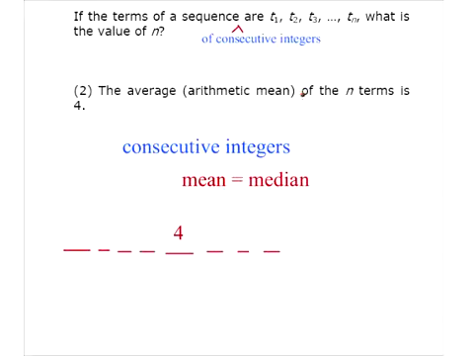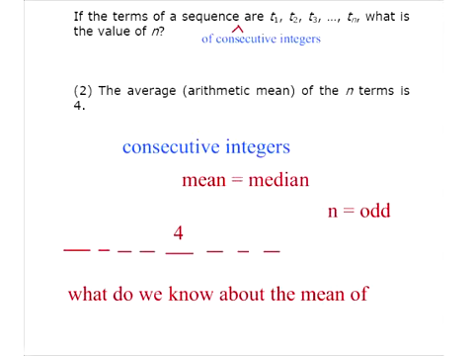How would this help us? If the average of the n terms is 4, then we just know that 4 is the middle number. We do know that n is odd, Dinesh pointed out. If the mean and median of a set of consecutive integers is an integer, then you know there's an odd number of things. Does anyone know what we know? I'm going to write it out so you know. What do we know about the mean of an even numbered set of consecutive integers?